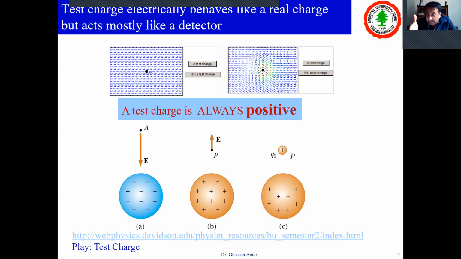And C shows you that if I replace my test charge with a real charge, this would lead to a modification of the charge distribution inside my real charge, and consequently whatever I'm going to measure is not that of the initial charge, but that of the modified charge. Hence the importance of including a test charge.